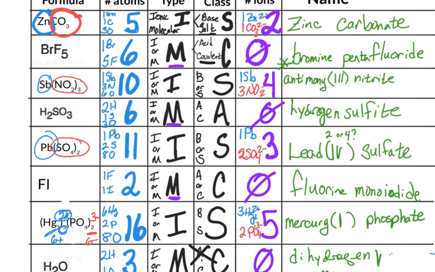So that's how you figure out the number of atoms or the number of ions given a formula. Next, we're going to look at it. What if I give you the name? What do you have to do?